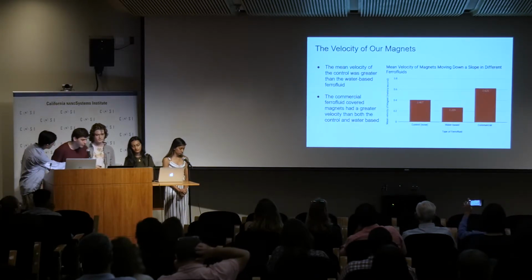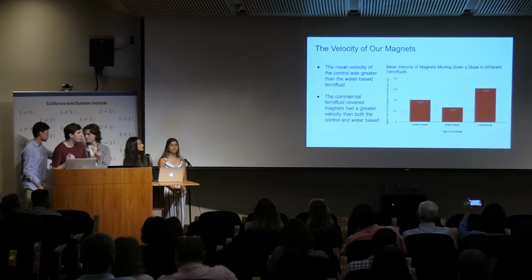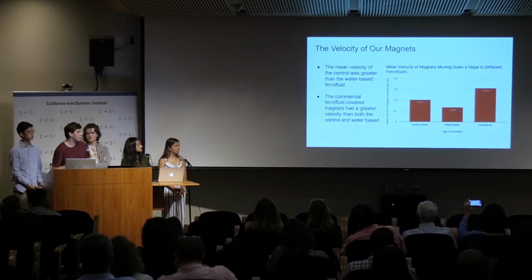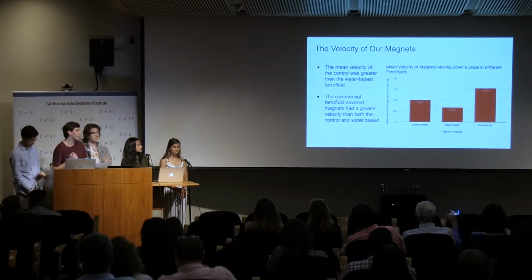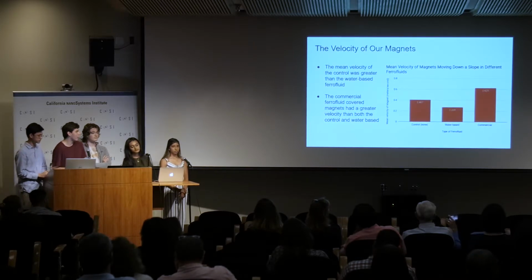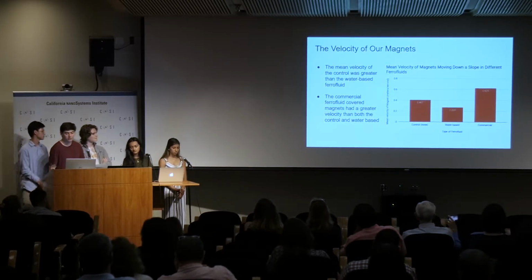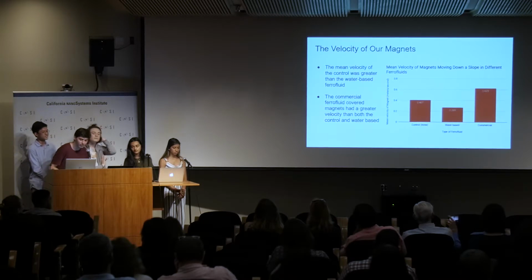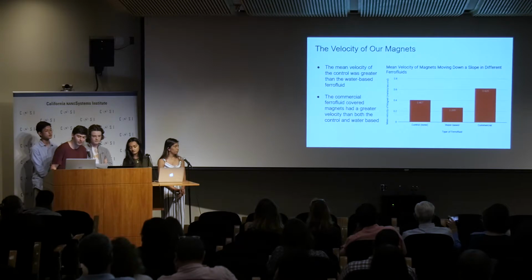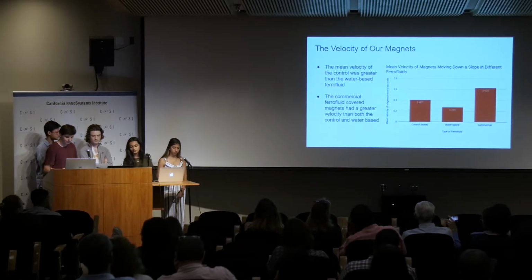As you can see right here, to find the velocities we took the average of the times and then divided that by the distance. As you can see, the commercial ferrofluid went down much faster and had a velocity of 0.625 meters per second.